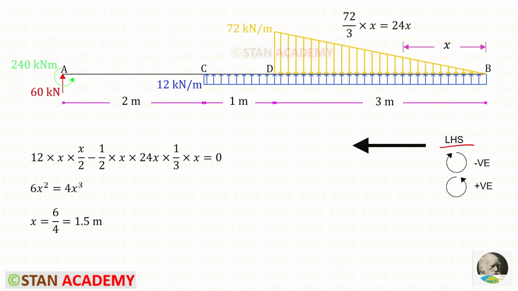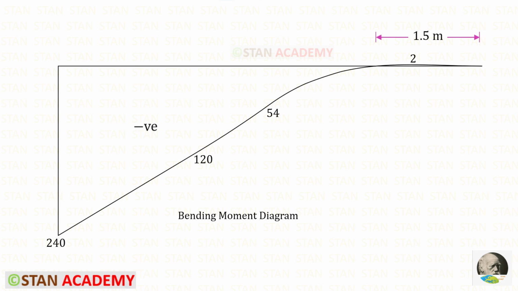Using the left hand side rule, let us find the moment, which is 0. The UDL is acting in the anti-clockwise direction, so it will be positive, and the distance is x, so x into x upon 2. The UVL is acting in the clockwise direction, so it will be negative. This is the area of the triangle, and this is the centroid distance. For x, we will get 1.5 meter. For this particular loading only, we have got the negative as well as positive bending moment. But with a different loading, it may change.